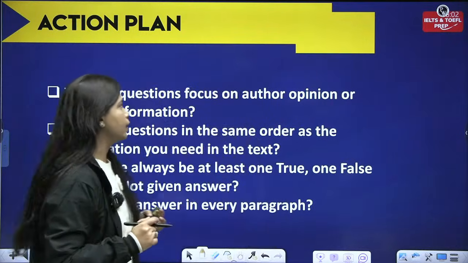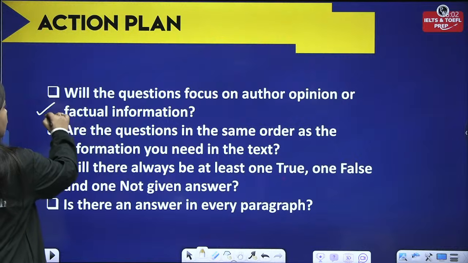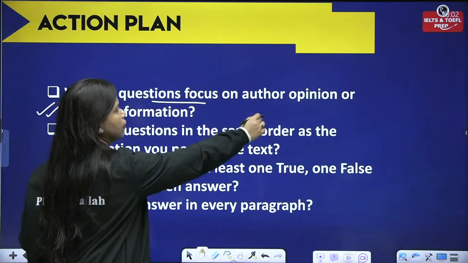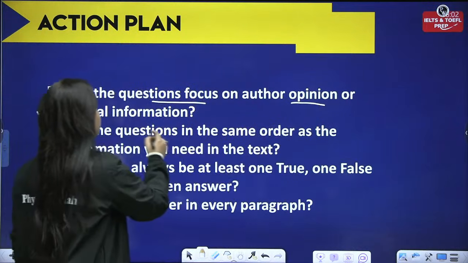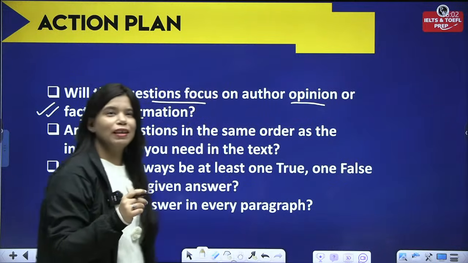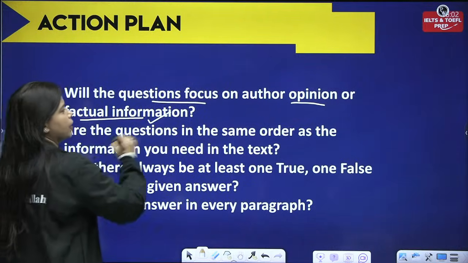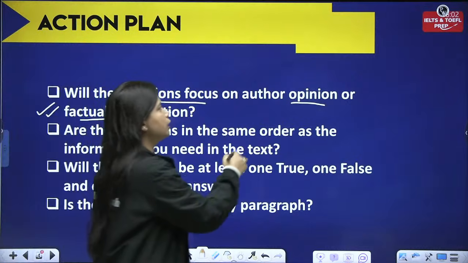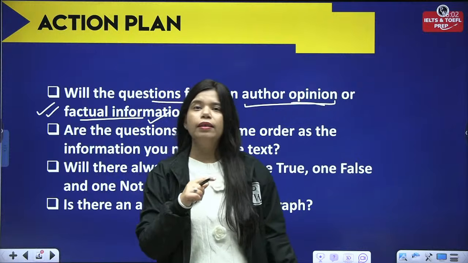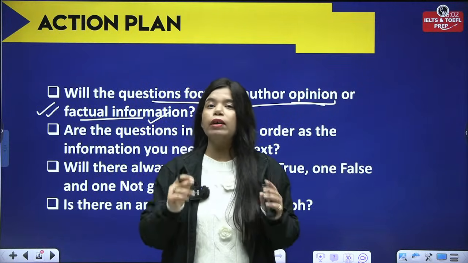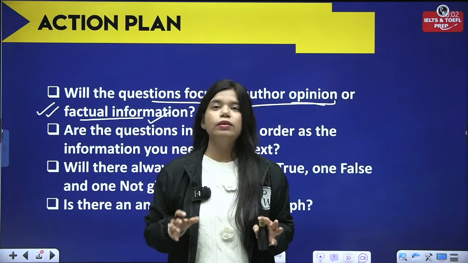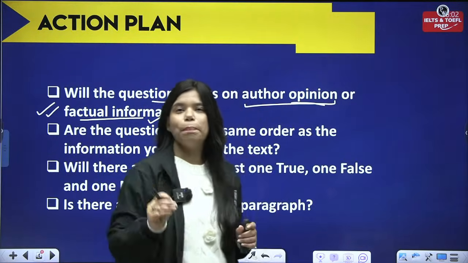So let's be quick. Tell me something, when we talk about true false not given, will the questions focus on author's opinion or factual information? The answer is factual information. These questions are based on factual information. As far as author's opinion is concerned, there's a different question type for that, which is yes, no, not given. But what we are doing is true, false, not given. So true, false, not given questions are based on the facts given in the passage.